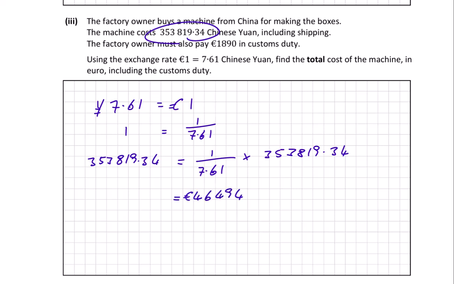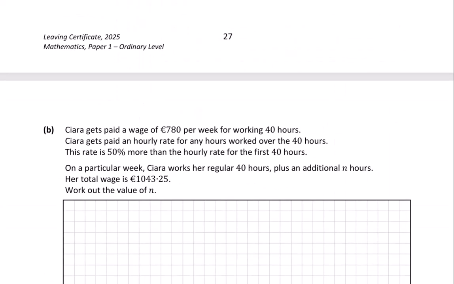46494 euros. Now there's also a customs charge, so you got to take 46494 and add 1890. When you finally do that, you get your answer, which is 48384. So 384, and that is in euros. This is the answer here. Okay, next one then.